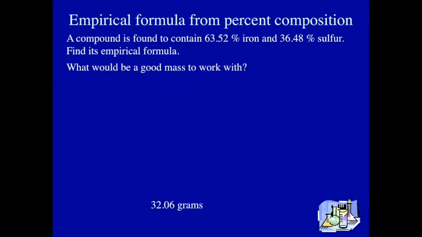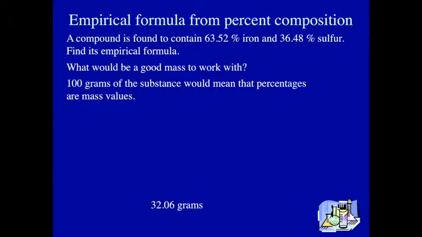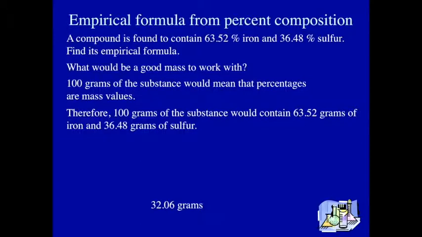And the best way to do that, if I had a 100-gram sample of my iron and sulfur compound, then 100 grams would be the best way to manage that, because in that particular case, 63.52% of 100 grams would be 63.52 grams, and 36.48% would be 36.48 grams. Makes your job a lot easier to get to a 100-gram sample from percentages. Does it need to be 100 grams? No, but that's by far the easiest conversion that you can make.